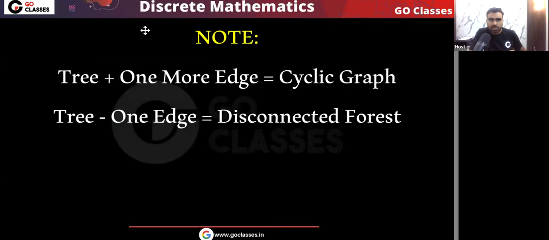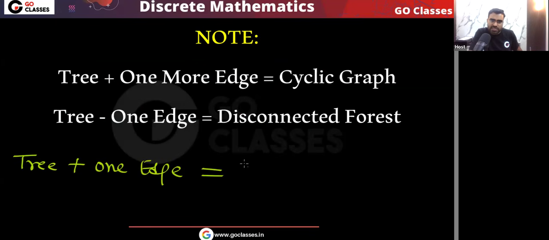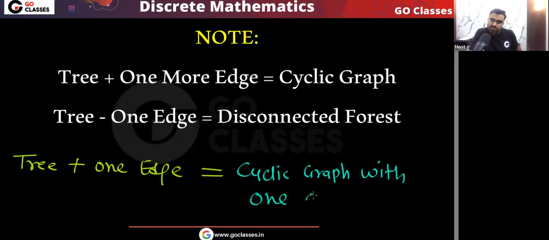Okay, is this clear? So remember, let me write it here, that a tree plus one edge. Tree plus one edge. Please understand, tree plus one edge, that is a cyclic graph with one cycle. Okay, is this clear? Cyclic graph with one cycle.